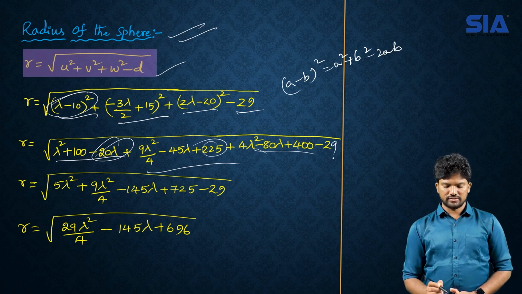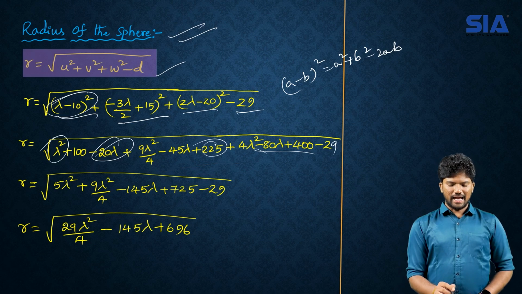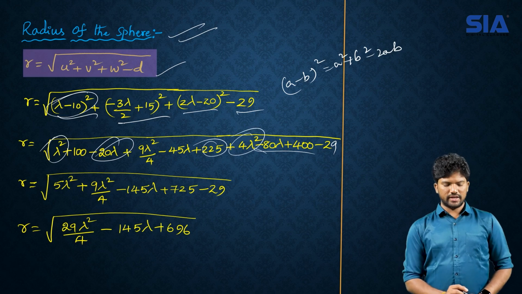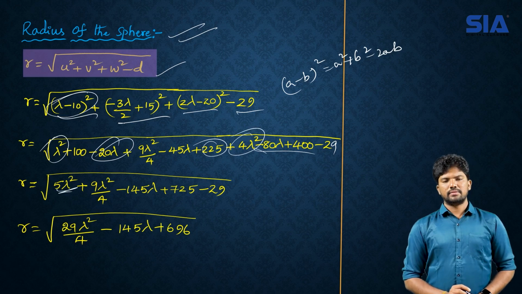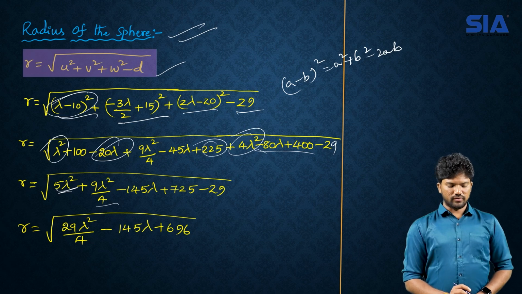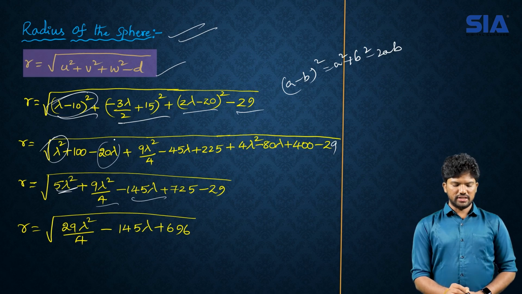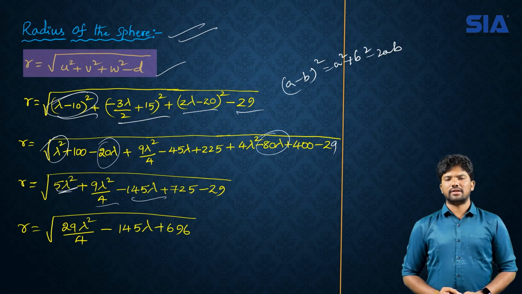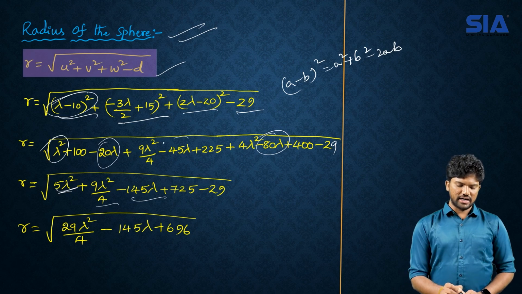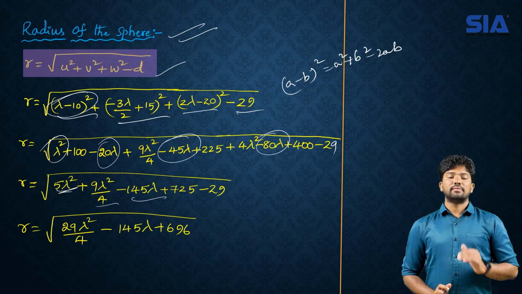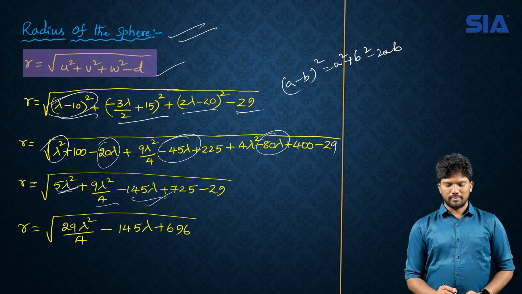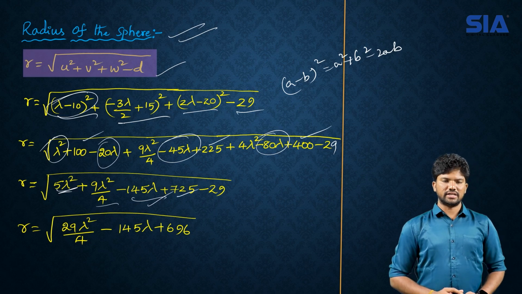Okay, so minus 29. So now lambda square plus 4 lambda square, we can get 5 lambda square, plus 9 lambda square by 4 as it is, and the remaining lambda terms: minus 145 lambda. Why? Because here you have minus 20 lambda, minus 80 lambda, minus 45 lambda, which gives minus 145 lambda, plus the remaining constants 400 plus 225 plus 100 is 725, minus 29.